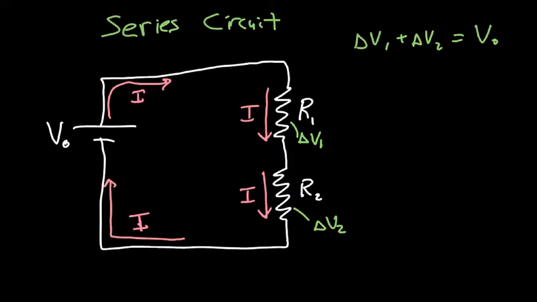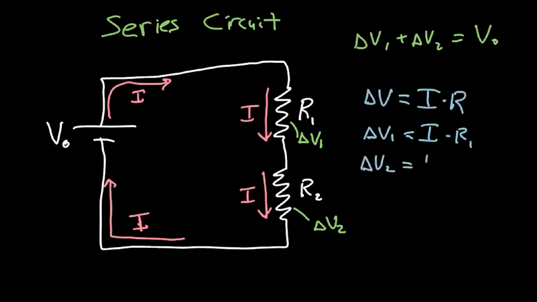Now for each one of these resistors, we have some voltage drop, and we can figure out the voltage drop using Ohm's law. So if I rearrange Ohm's law to get the voltage drop, the equation we get is delta V equals I times R. So if we want delta V1, it's the current through resistor 1, that was just I, times the resistance of resistor 1, which is R1. And then for delta V2, it'll look very similar, just I times R2.